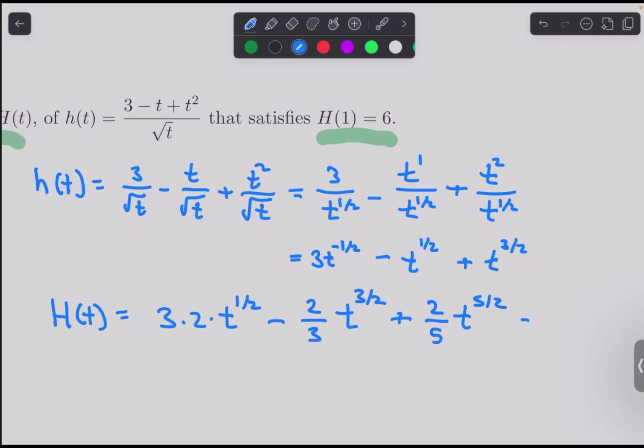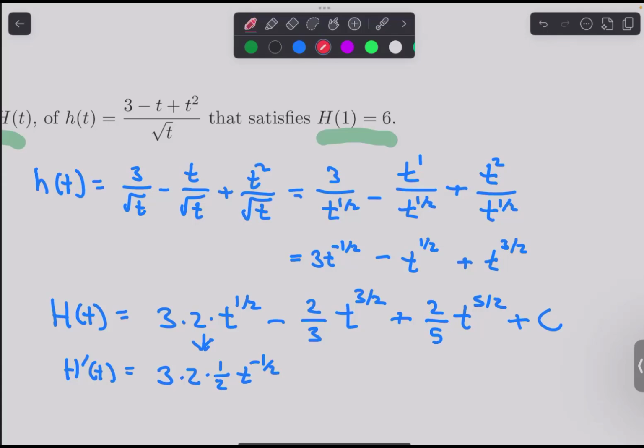I include my plus C for the most general antiderivative, but let's be a little bit concerned and paranoid and worried about if we made a mistake. So I'm going to go ahead and just check really quick and make sure that if I take the derivative, I get back to where I started. So if I take the derivative of this, let's see, we have 3 times 2 times, when I take the derivative of this, the 1/2 power would need to come down, and then I'd have t to the negative 1/2.